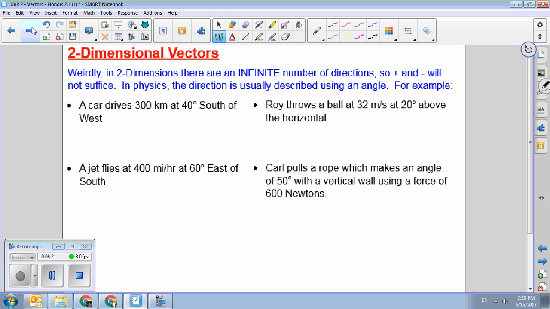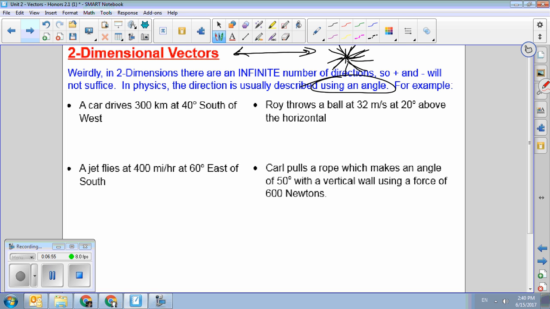In one dimension, there's only two possible directions you can go, right? Like if you've got a number line, you can either go this way or you can go that way. But in two dimensions, there's an infinite number of directions you can go. So you can go that way, or that way, or that way. You get the idea, right? There's an infinite number of directions you can go. So just using a positive or negative doesn't tell us enough. It doesn't tell us what direction we're moving. So we need to find another way to describe the direction, and the way that we do that is by using an angle and a little bit of description, too.